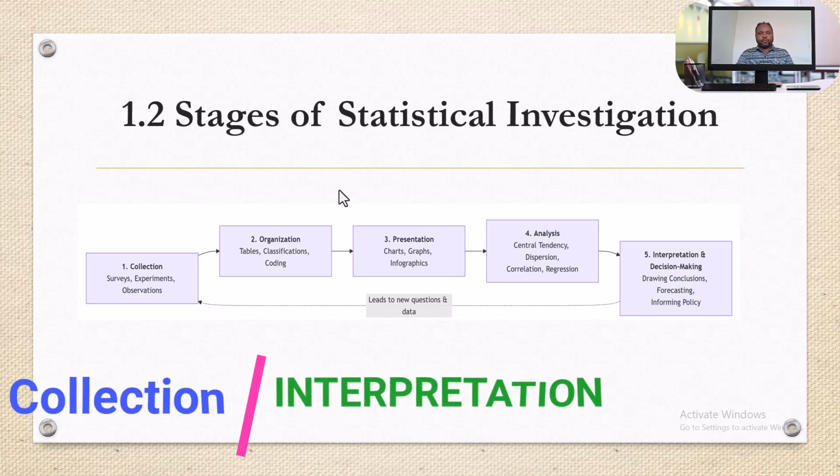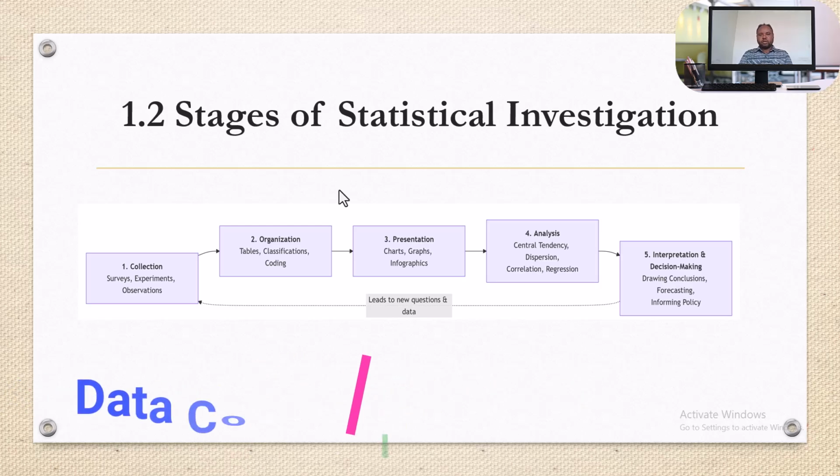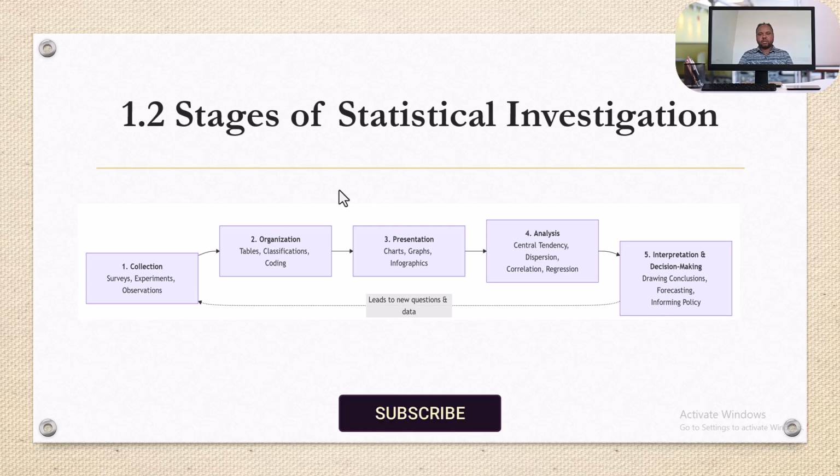Now let us begin by defining what statistical investigation is. Statistical investigation is nothing but the process of using data to answer a question, solve a problem, or make informed decisions systematically. In doing so, statistical investigation involves 5 stages.